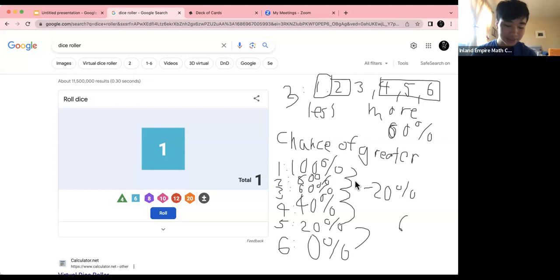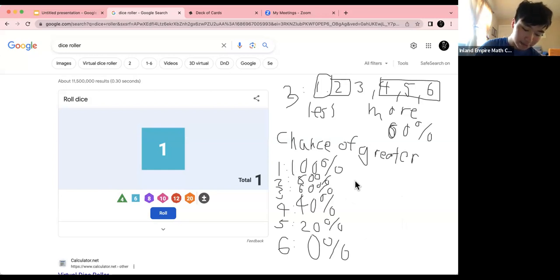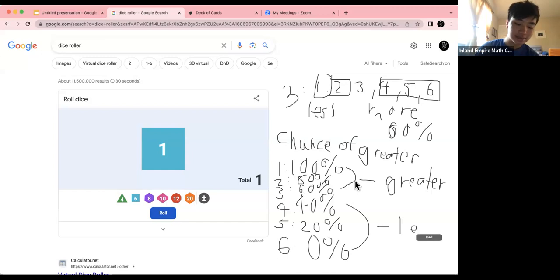But generally speaking, if we just look at what you're supposed to guess, we know that for 1, 2, 3 you should guess greater, whereas for 4, 5, 6 you should guess less, or smaller.